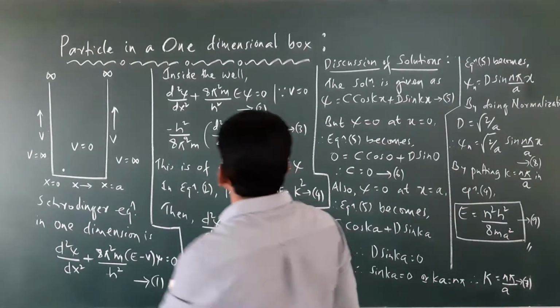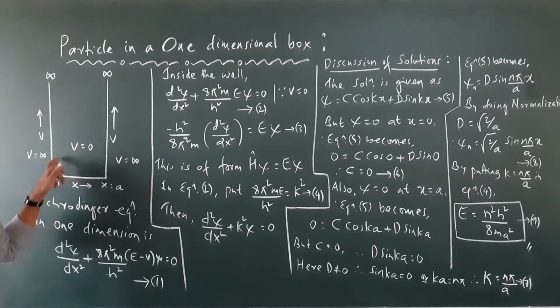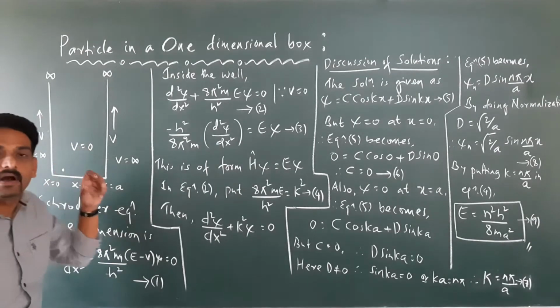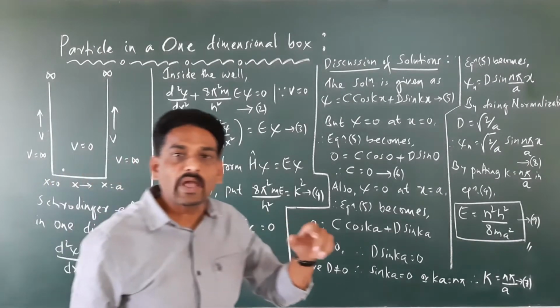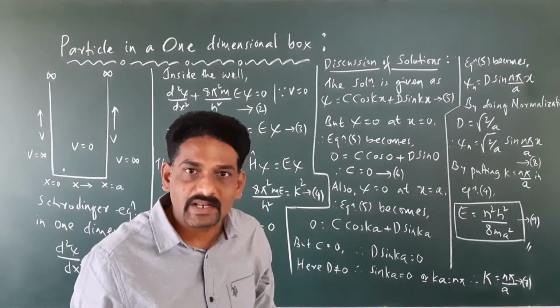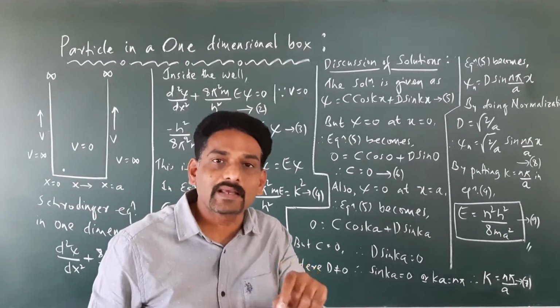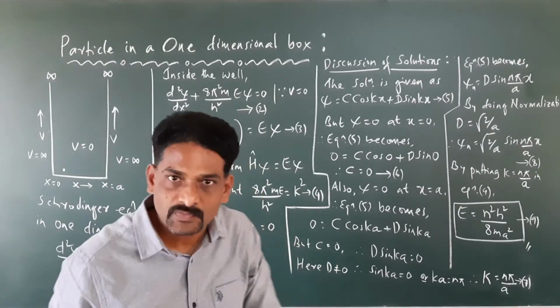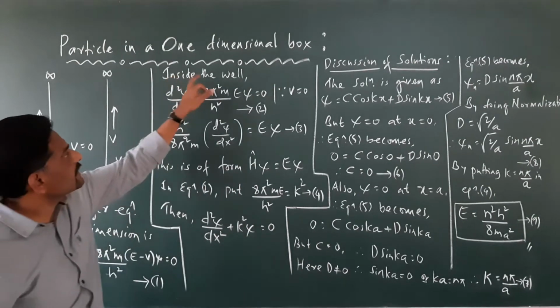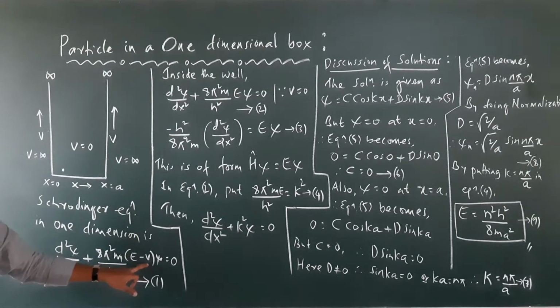Therefore what we say here is, inside the well, means inside this box, what is V? V equals to 0. Why V equals to 0? I said there is no external force or external field acting on the particle. Therefore the potential energy is taken as 0, right? And it also indicates that there is a particle present inside the box.